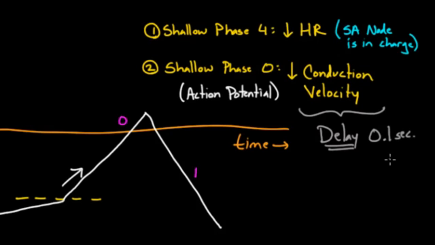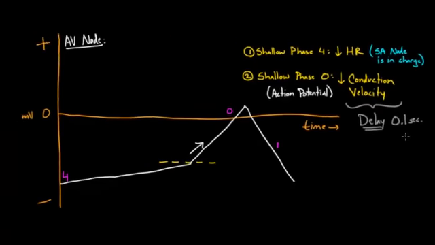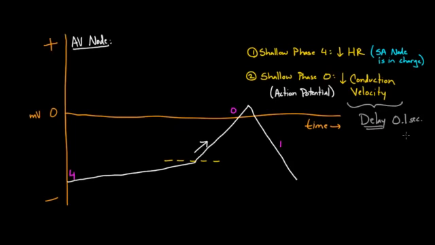A delay that might initially seem like a waste of time, but really it matters because you want to create that delay so the ventricles don't squeeze too early. So this is how you create that delay. You have that shallow phase 0.